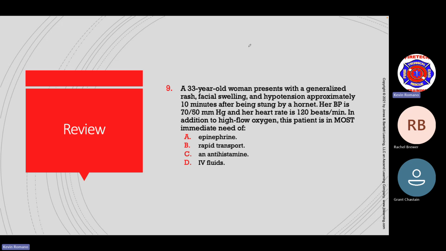A 33-year-old woman presents with generalized rash, facial swelling, and hypotension approximately 10 minutes after being stung by a hornet. Her blood pressure is 70/50. Her heart rate is 120. In addition to high flow oxygen, this patient is in most immediate need of epinephrine, rapid transport, antihistamine, or IV fluids. I'll go with epi. Benadryl does help, but it's not going to fix what's currently going on.